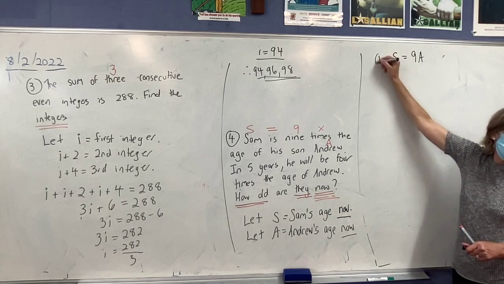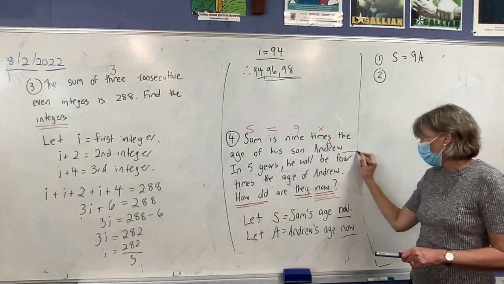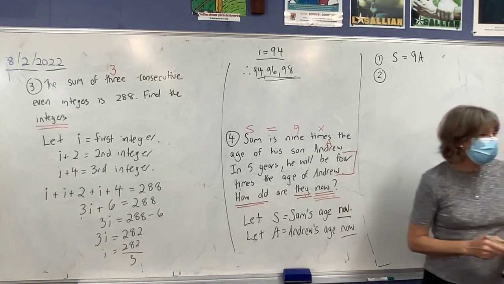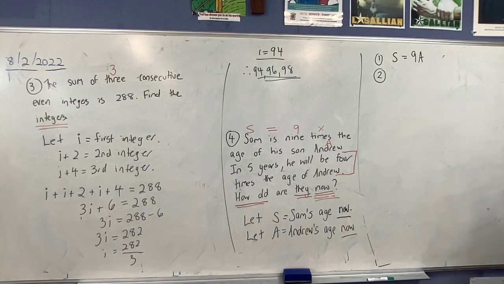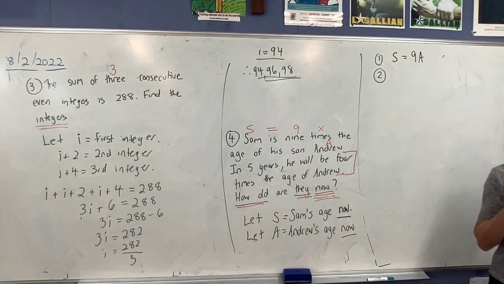Now that was the easy one. The next bit's harder. This is the tricky bit. In 5 years' time. Now remember, everybody ages. However old you are now, if you're 15, in 5 years' time, you will be 20. Let's pretend that I'm 21, and in 5 years' time, I will be 26. So everybody ages 5 years. Andrew will age 5 years and so will Sam.